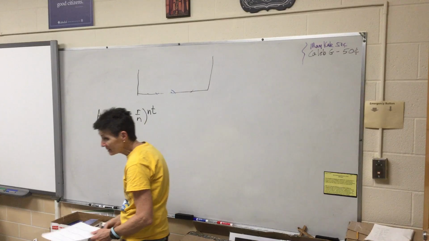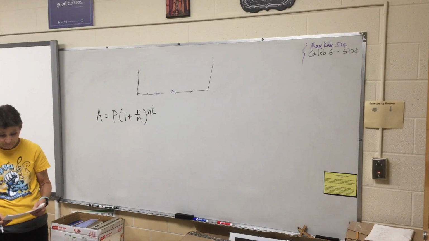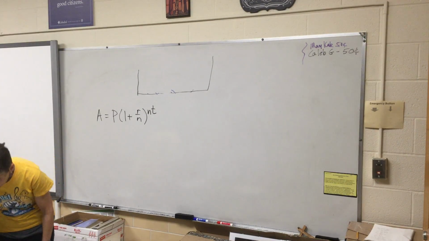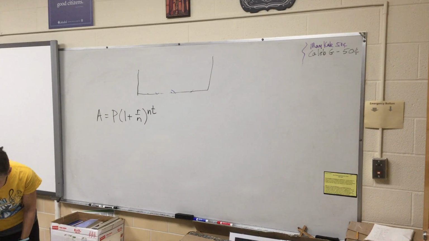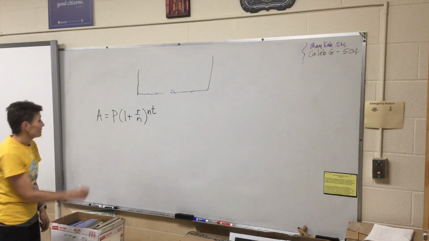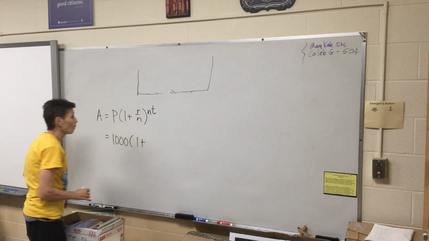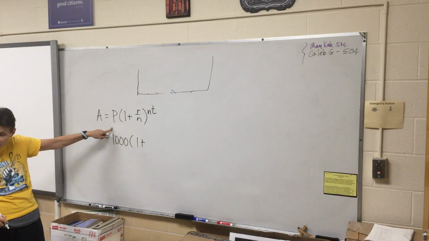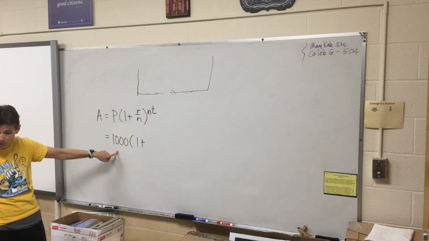So now we got to start plugging stuff in. Tell me what goes where. Do you have a thought? 1,000 goes in for P. Yes, 1,000 goes in for P because P stands for what I start with, and I am starting with $1,000. Perfect.